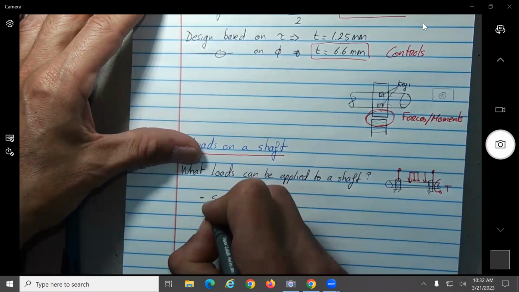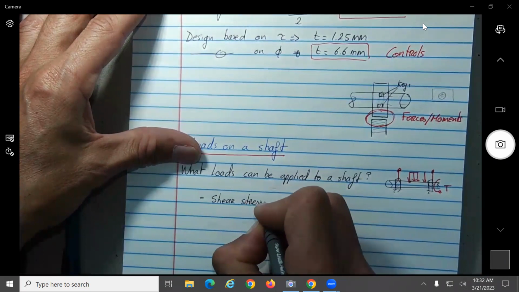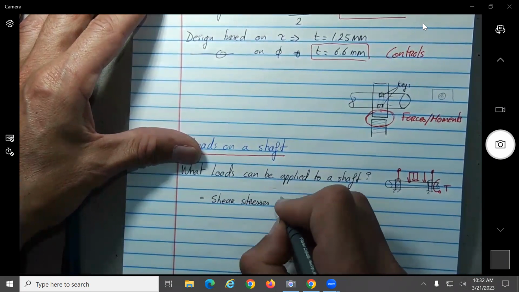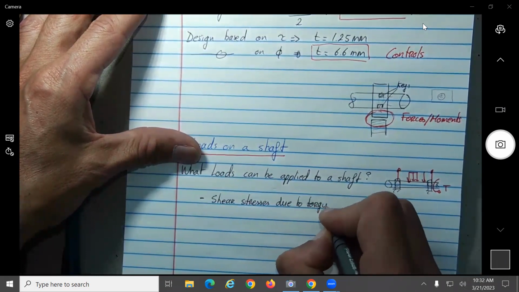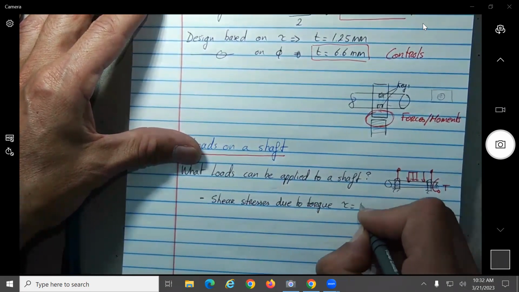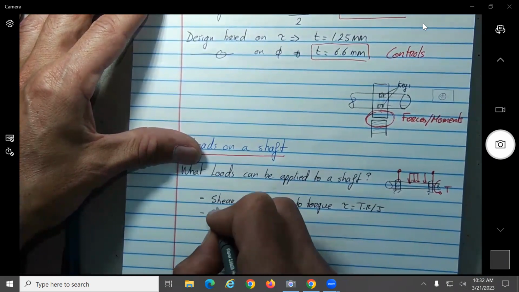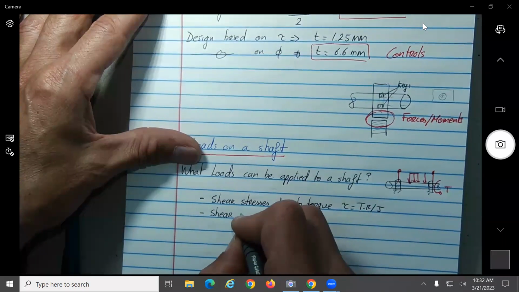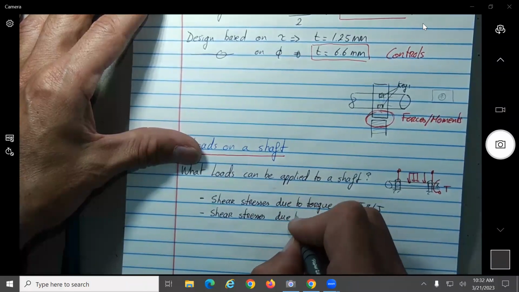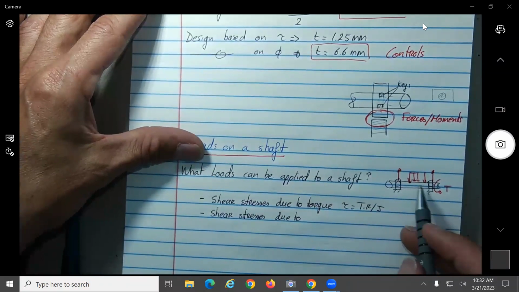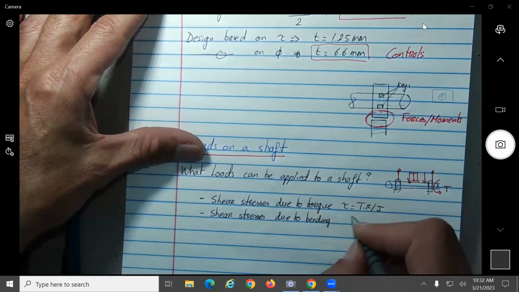Okay, shear stresses. But let's say we have shear stresses due to torque. I mean, that's the one we just based. So it will be tau equals TR over J. But you could also have shear stresses due to, let's say all this stuff has a weight, or you can apply forces due to bending.